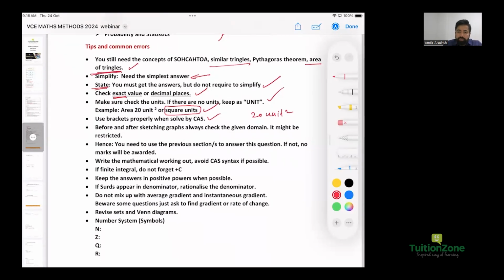Okay, the next one. Domains. Sometimes we are very excited and we know how to sketch the graph, so we sketch it and walk away. But there's a hidden domain, or maybe the domain has been mentioned in the question at the very beginning. So make sure you stick with the domain.